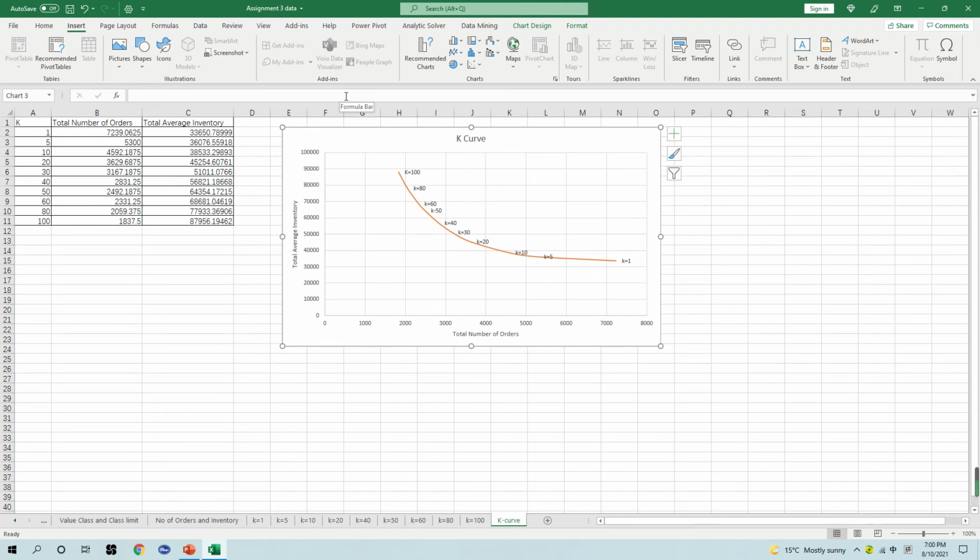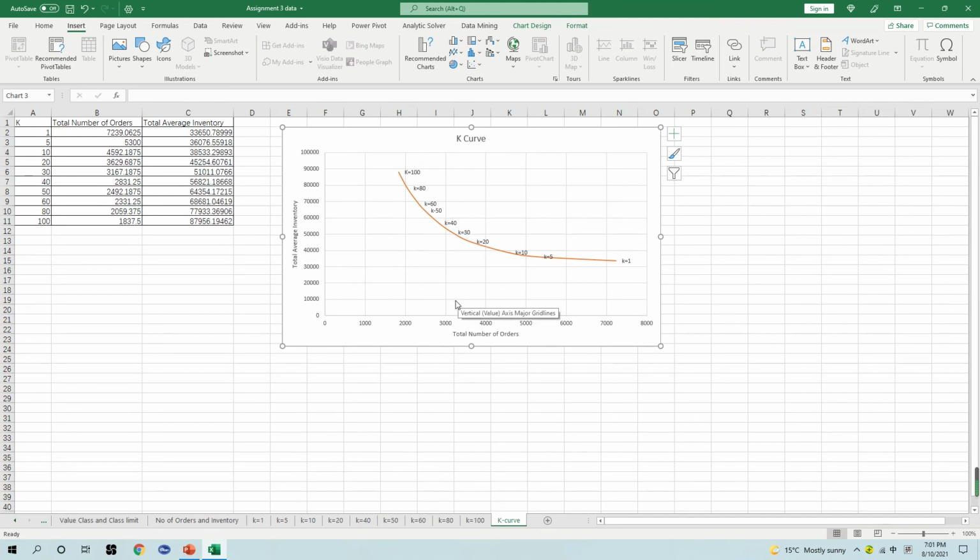So if we look at the curve right now, for example, if we are given a target of 50,000 inventory, we draw a line from 50,000, find the intersection, and draw another vertical line down. You'll be able to see the number will reach around 32 hundred number of orders.